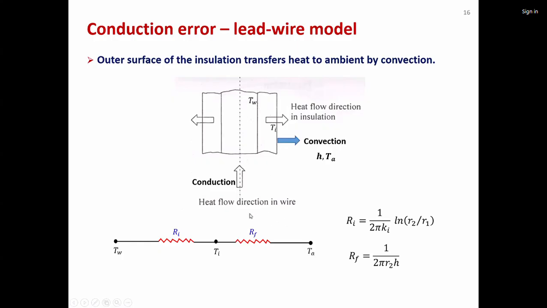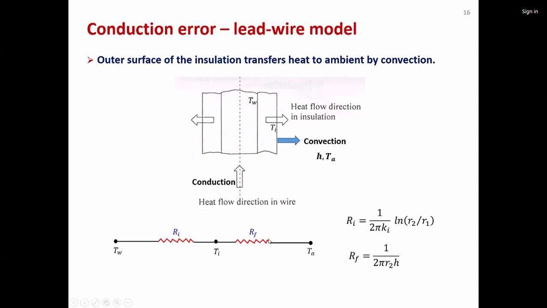Then we talk about the film resistance. The film resistance comes because of a thin layer of fluid which remains stagnant closer to the outer boundary. And when you talk about convection heat transfer, you talk about a thermal boundary layer thickness. So this is a consequence of that.